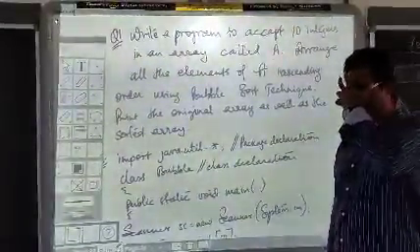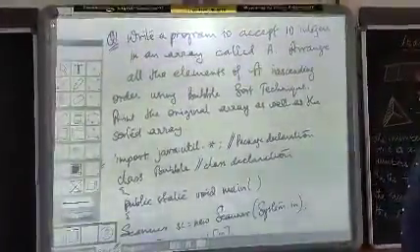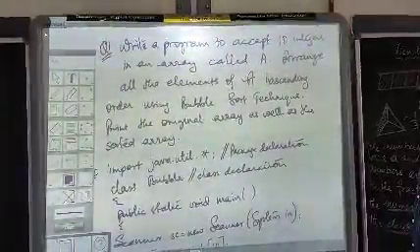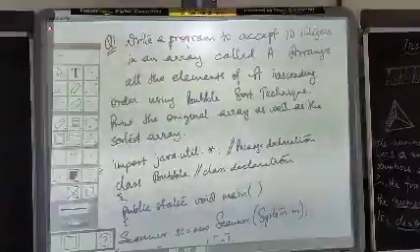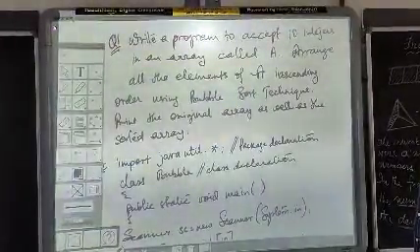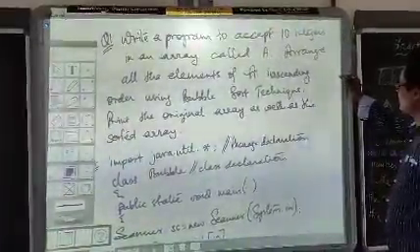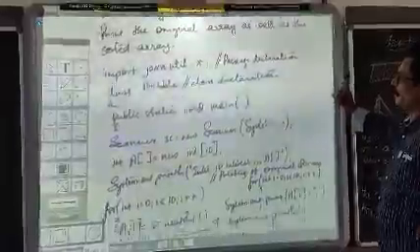Let's understand bubble sort using a program. Write a program to accept 10 integers in an array called A. Arrange all the elements of A in ascending order using the bubble sort technique. Print the original array as well as the sorted array. That means we have to print both the arrays. Look at the program here.